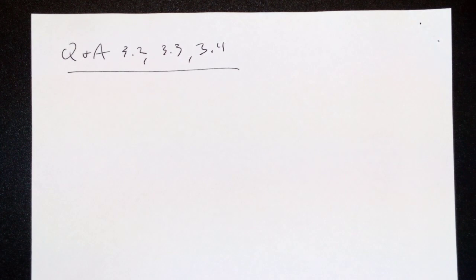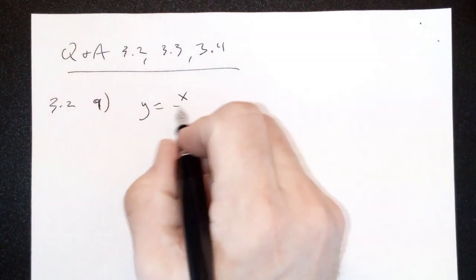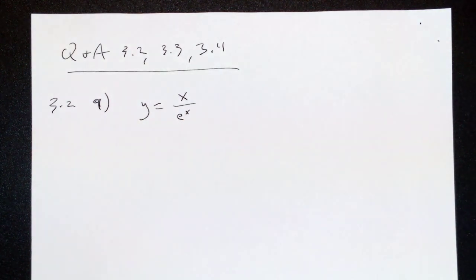Yes. You do 9 from 3.2? Nine from 3.2 is x over e to the x, right? Okay, so you have some choices in this problem. But I think the easiest thing to do, given what section we're in, is to say, I'm going to use the quotient rule. How's the quotient rule go?